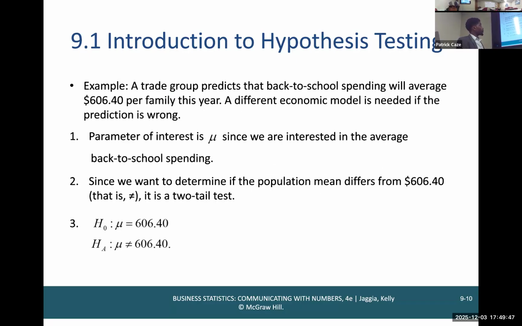All right, so here's an example. Introductory hypothesis testing. A trade group predicts that back to school spending will average $606.40 per family this year. A different economic model is needed if the prediction is wrong. The parameter of interest is the mean, since we are interested in average back to school spending. So in this situation, the mean is 606.40. Since we want to determine if the population mean differs from 606.40, that is, it's not equal to the mean, it is a two-tailed test.